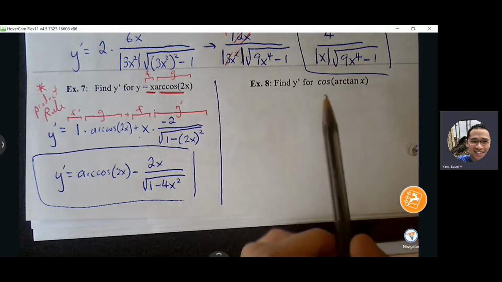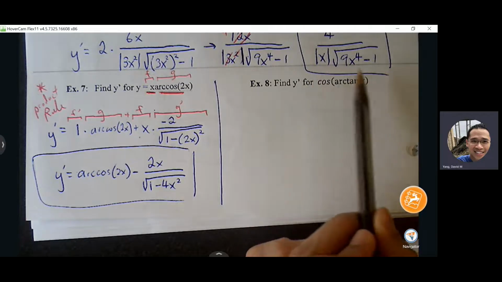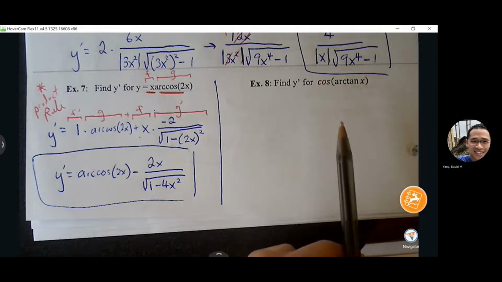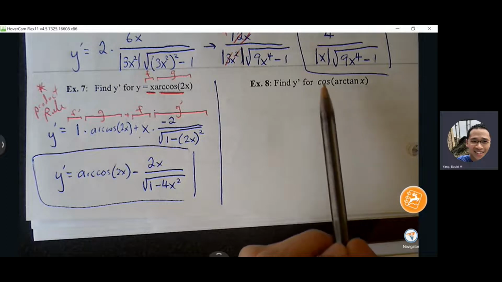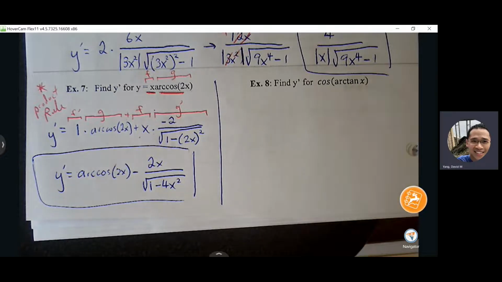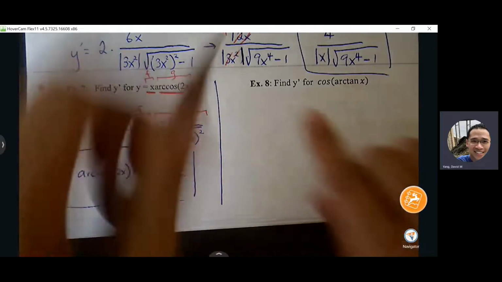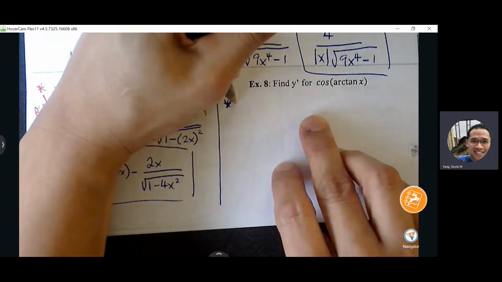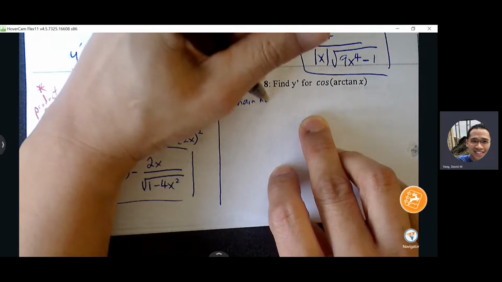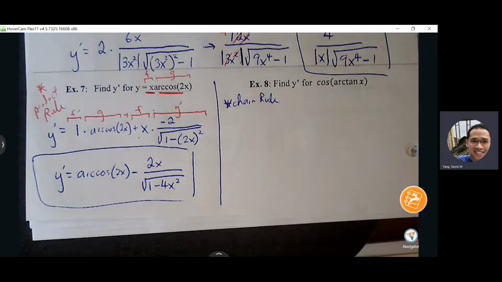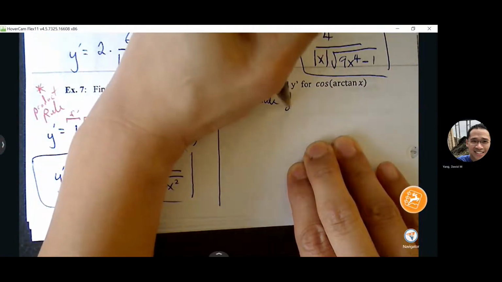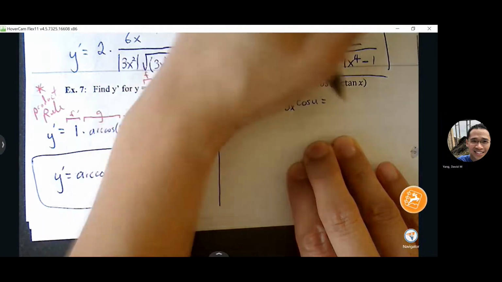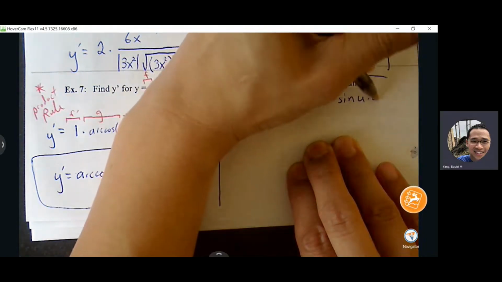Okay, take a look at number 8. Look at how this is set up here. What rule am I going to be involving here? Okay, it's not product. It's going to be more chain. The reason why it's not product is because it's not cosine of x times arctangent of x. It's cosine of arctangent of x, right? That arctangent is inside the cosine. So there's a little bit of a chain rule, not a big one, but there's still a chain rule because cosine of u becomes, or sorry, negative sine of u times u prime.